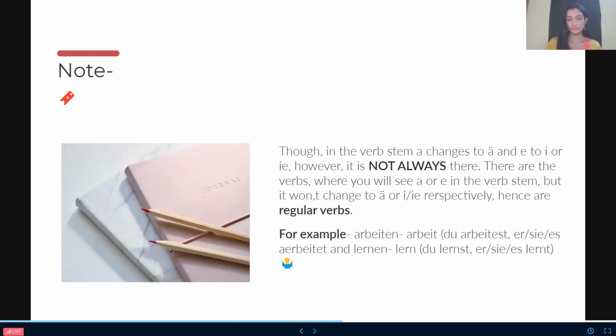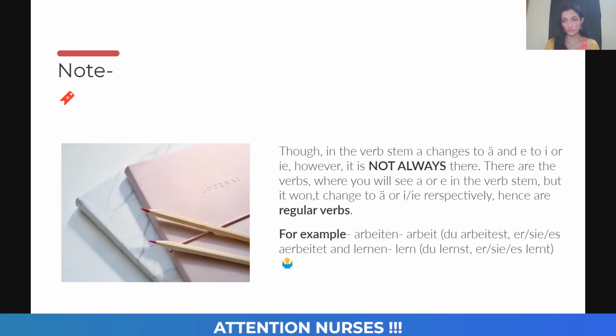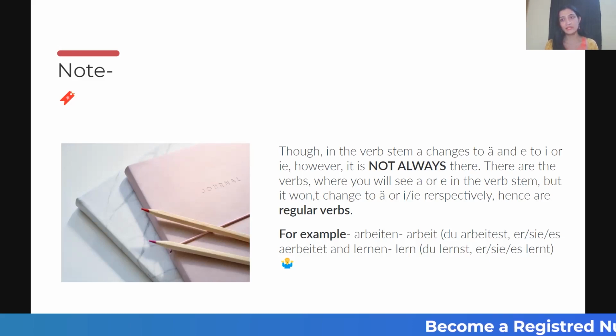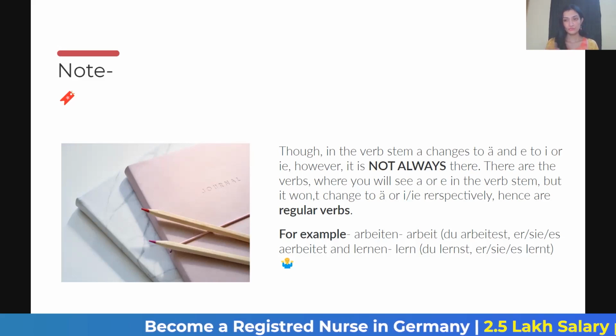So people, what I mean to say over here is that, as I already told you, after removing en from the end, the verb stem remains. The remaining part is called the verb stem. And in the verb stem, if A is coming or E is coming, it's not always the fact that A will change to umlaut and E will change to I or IE. If they are changing in du and er/sie/es, then of course they are called irregular. However, if they are not changing, then of course they will be regular only, because if there's no change taking place, there's no irregularity. Okay, so it will be like this.